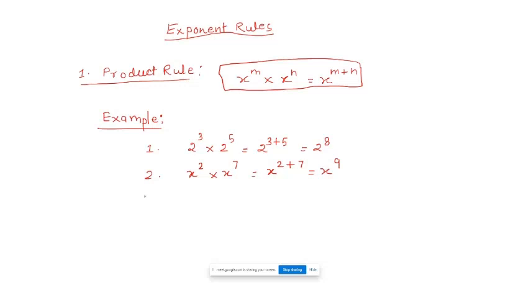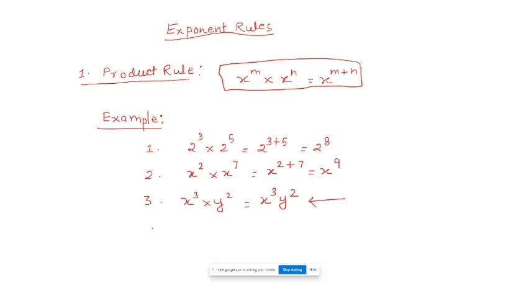What will happen in this case if you have another one? X to the power of 3 times y to the power of 2. What are you gonna do? What will be the answer? Look at here. In this case, what is the base here? X. What is the base here? Y. Understand? Different base, but the product rule is only for the same base. So if you have different bases, they cannot join together. So it will always be written like this: x to the power of 3 times y to the power of 2. They cannot join because the bases are different. Understand?